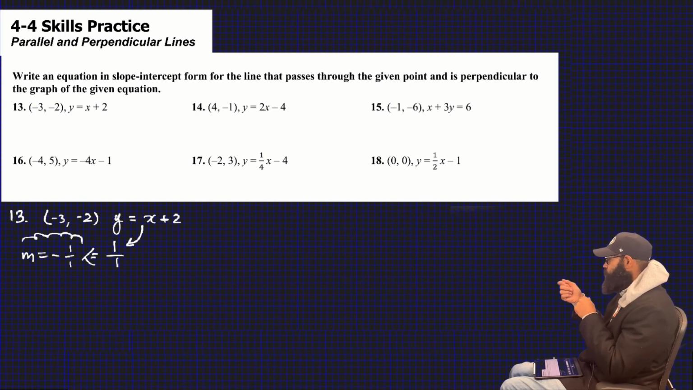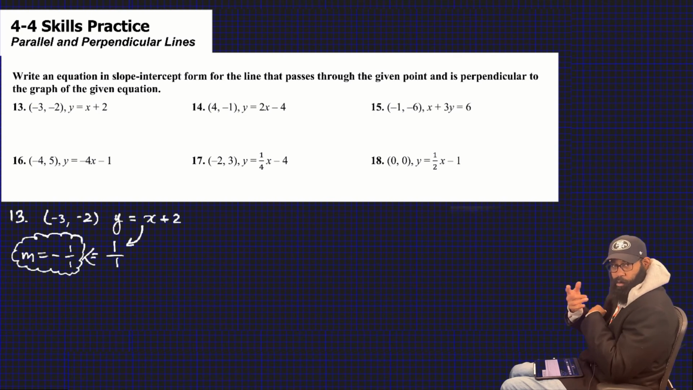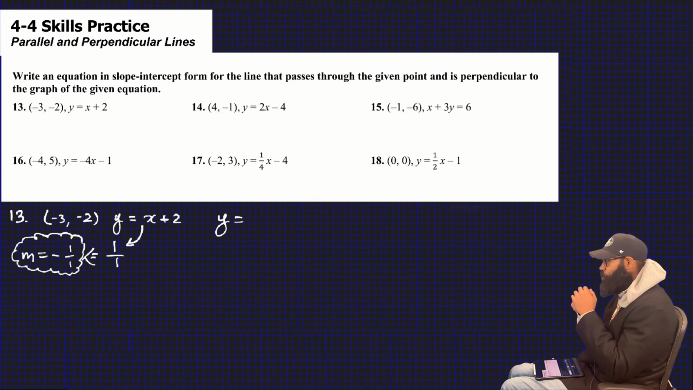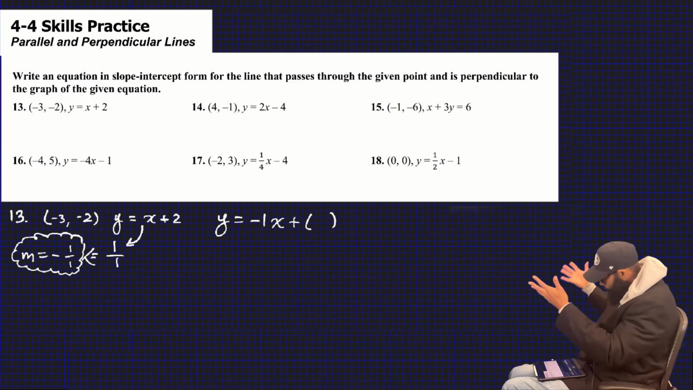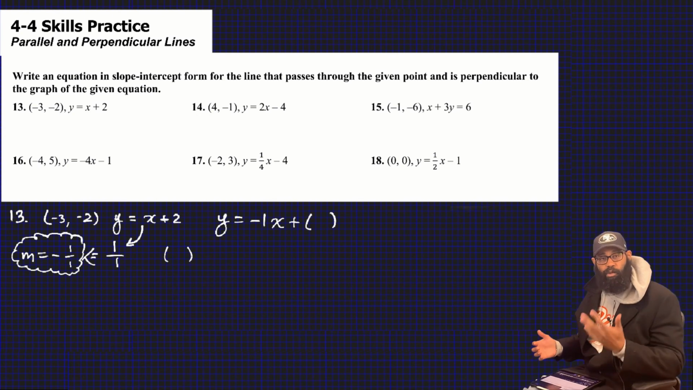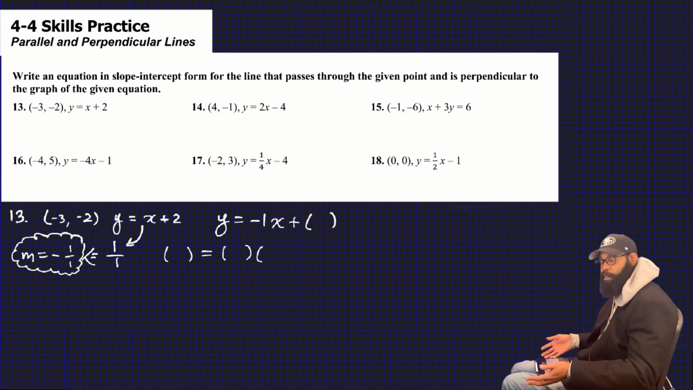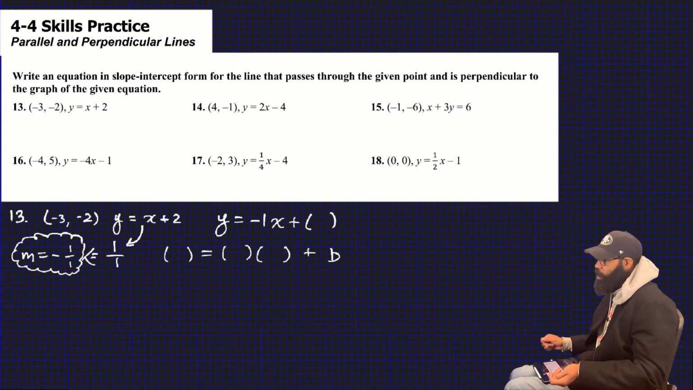So I need to do the opposite. I need to flip it. So there's nothing to flip. It's 1 over 1. When you flip 1 over 1, it's still 1 over 1. But the opposite of the positive is the negative, so I have my new slope. With the new slope, I'm going to get y equals negative x plus b. So we're still having to find m and b. If you're writing the equation of the line in slope intercept form, you got to find m and b.